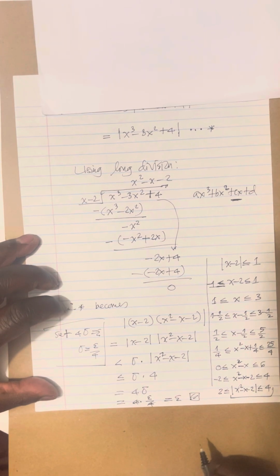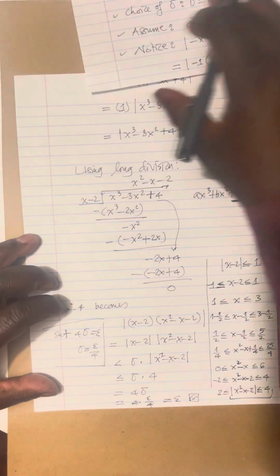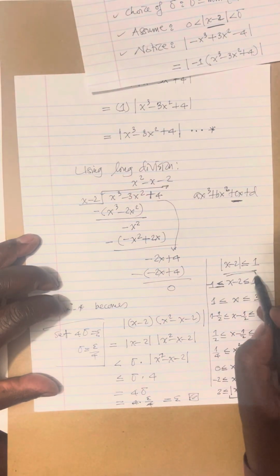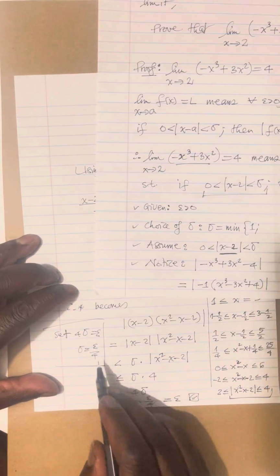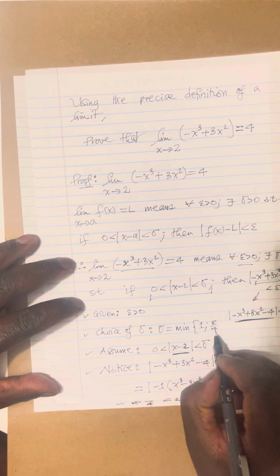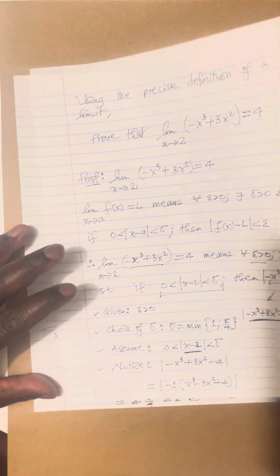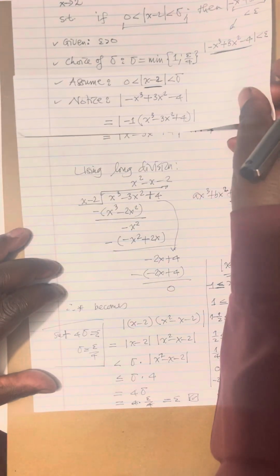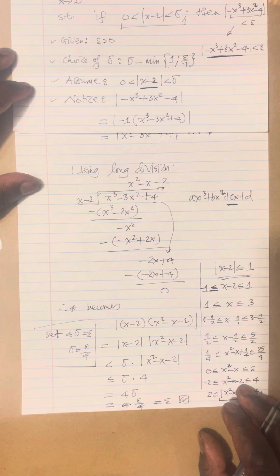But remember what I told you here? We're looking for the minimum. We said the distance should be within 1 there. So we're going to look for the minimum of 1 and epsilon over 4, whichever is smaller depending on the value of what epsilon is. That minimum would be the choice of our delta. This should complete the proof of this limit here.